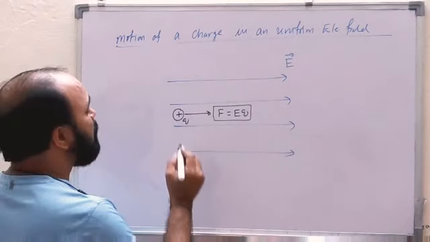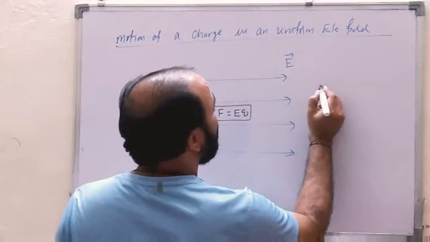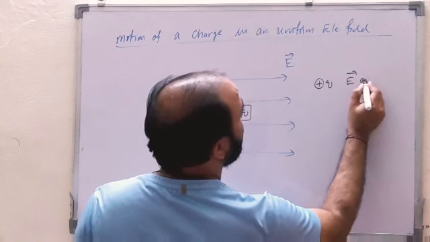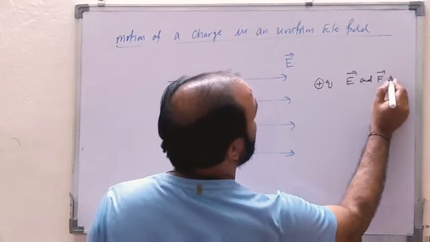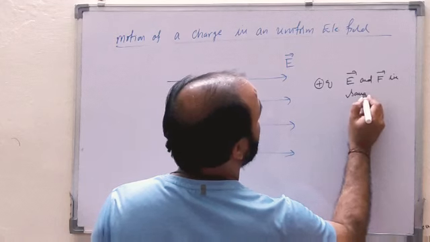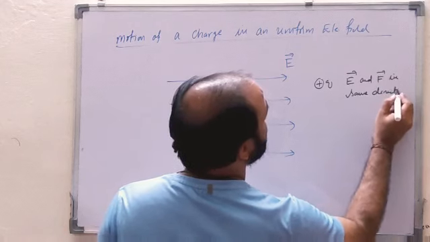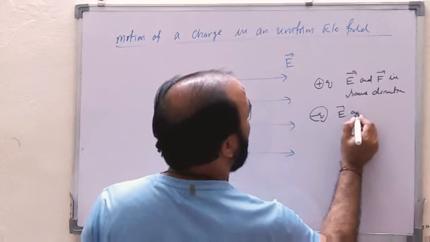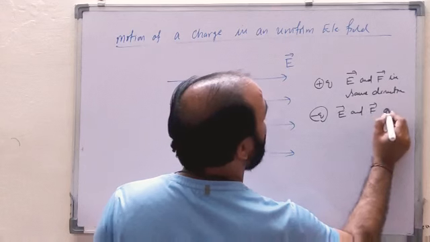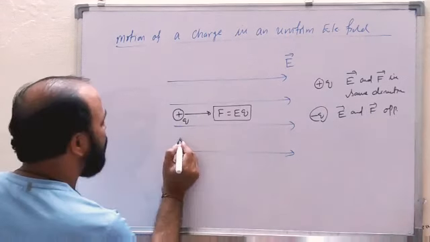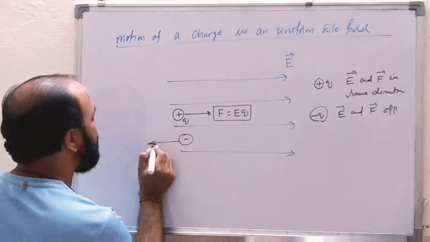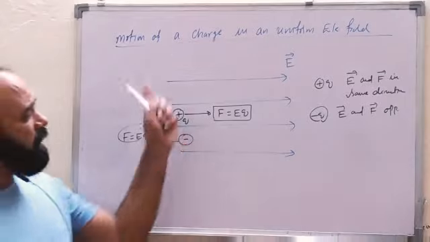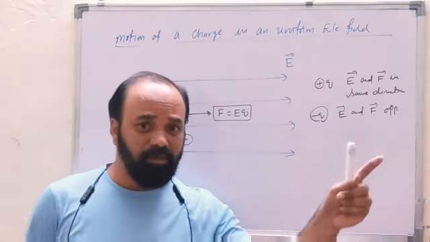Now see, positive charge means, if it is a positive charge, electric field and force are in the same direction. Negative charge means electric field and force are in opposite directions. Means if you take this as a negative charge, the force is acting this side. F is equals to EQ. So force and field are in the same direction if you take a positive charge.